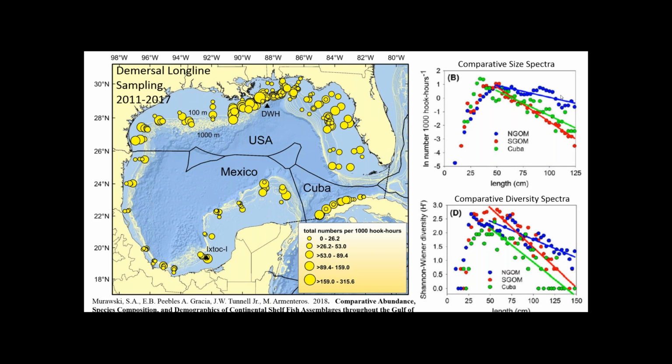And so this necessarily means that the exploitation rates of some of these larger things are lower, which means that they're probably more resilient to things like an acute oil spill. And same thing with diversity spectra. You can see that in the northern Gulf of Mexico, particularly in larger sizes, you have more diverse populations in terms of the species composition as well.